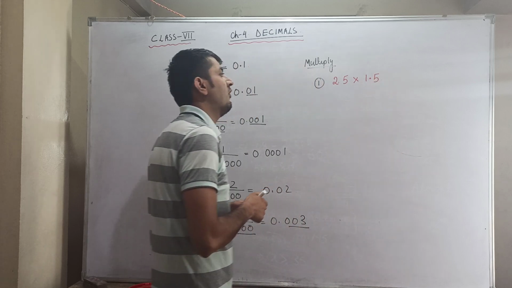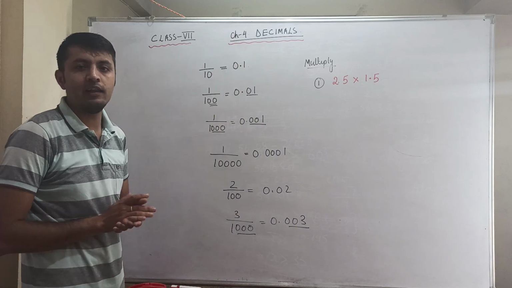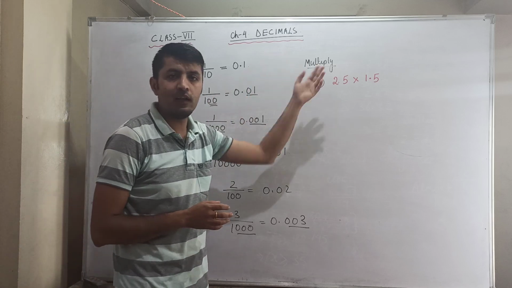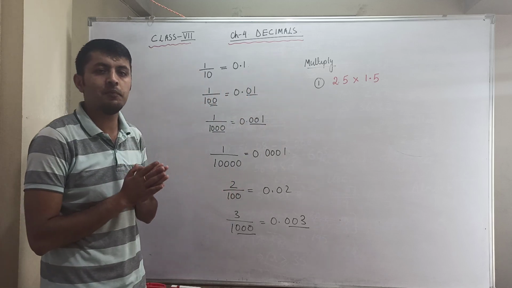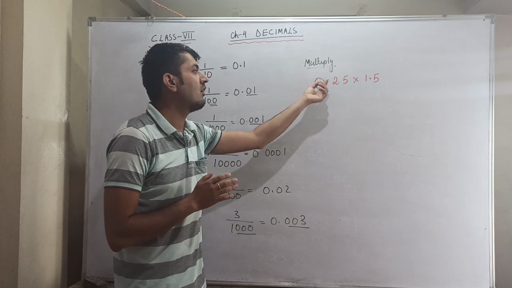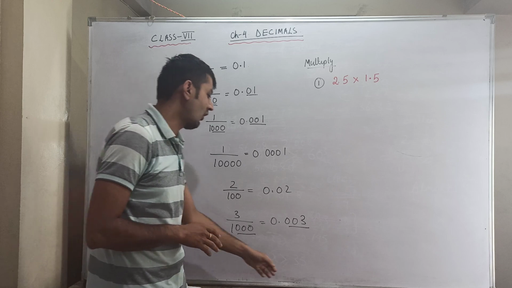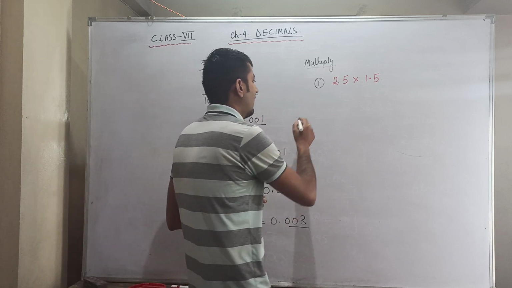Okay. 2.5 into 1.5. How to multiply this? If you want, you can multiply it directly, the way you used to multiply. Or you can do one thing: you can remove your point and do it. So how you can do is that solution.